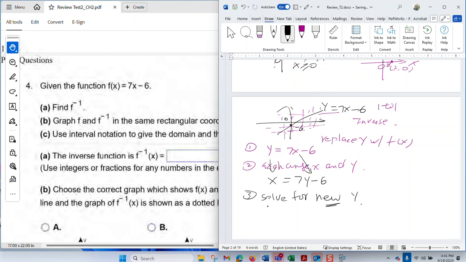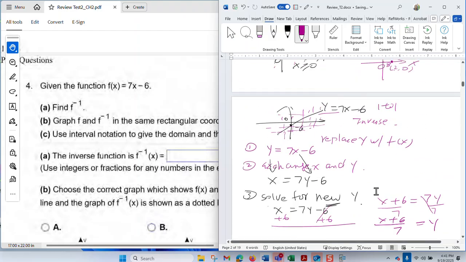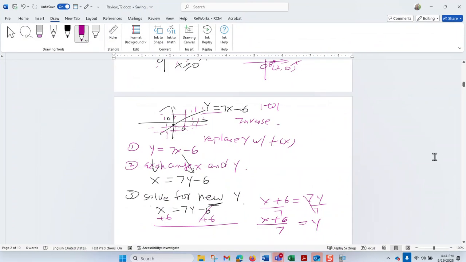We're going to solve for this y. So how do I solve for y in here? I need to isolate the y. So we're going to add 6 to both sides. So this will be x plus 6, and these two cancel out, equal to 7y. Divide both sides by 7. Now I have y equal to x plus 6 over 7. Then I just write this in function notation. So this new y is my inverse function of x. So my inverse here will be x plus 6 over 7. That's my inverse function.